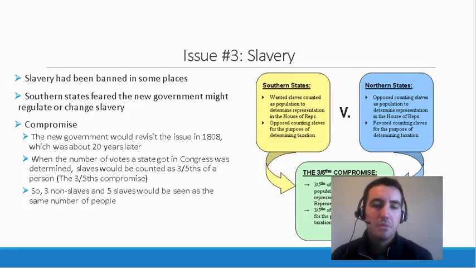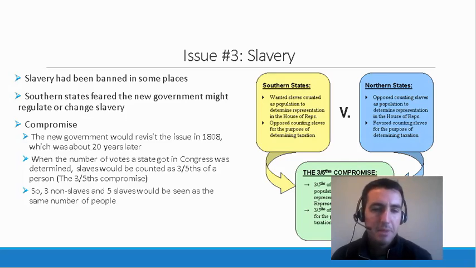Southern states, which are the ones that owned slaves, were afraid of the new government. They thought that this new government, since they've banned slavery in some places, might start to regulate or change slavery across the whole country. So the southern states were a little afraid that if they agreed to this constitution, they might end up giving away their slaves, and that slavery might be made illegal, or regulated or changed in some way. So they're afraid of that.